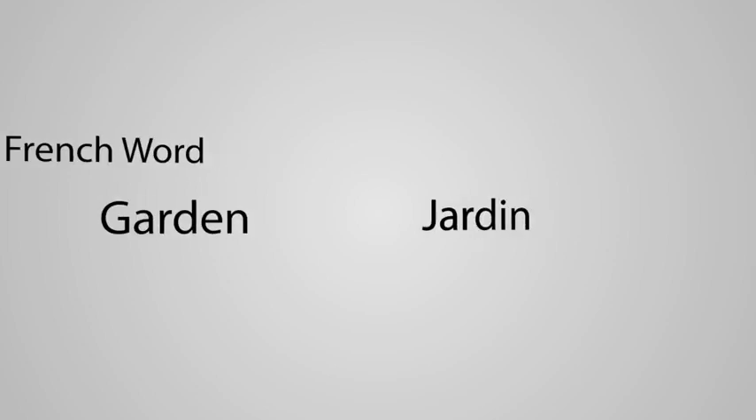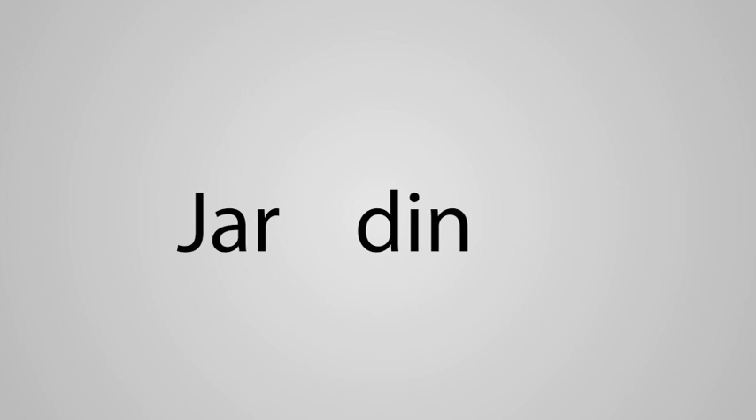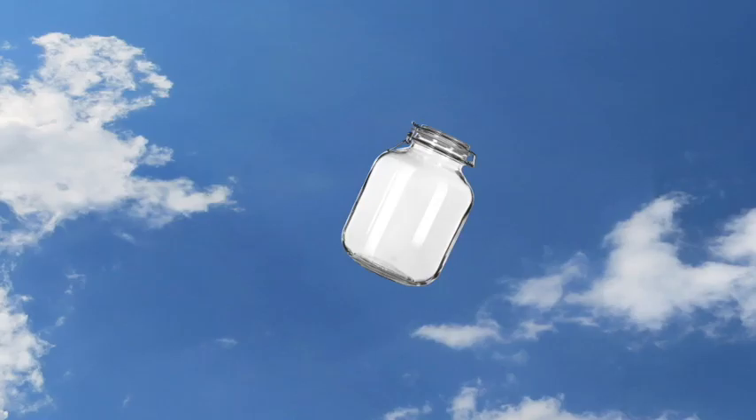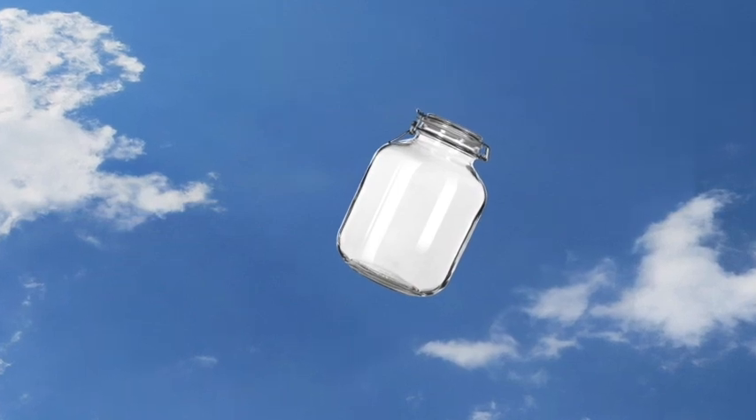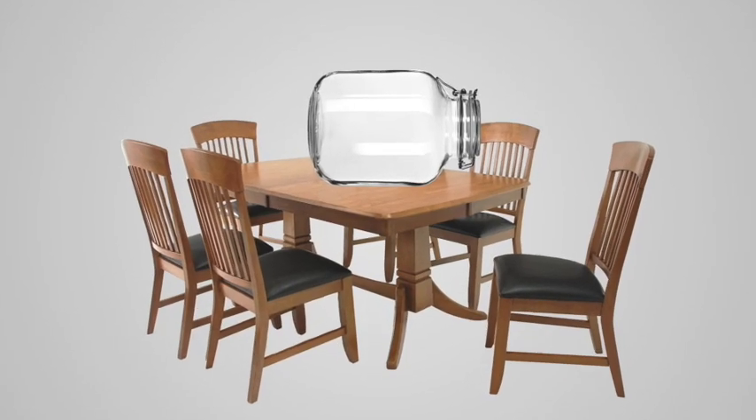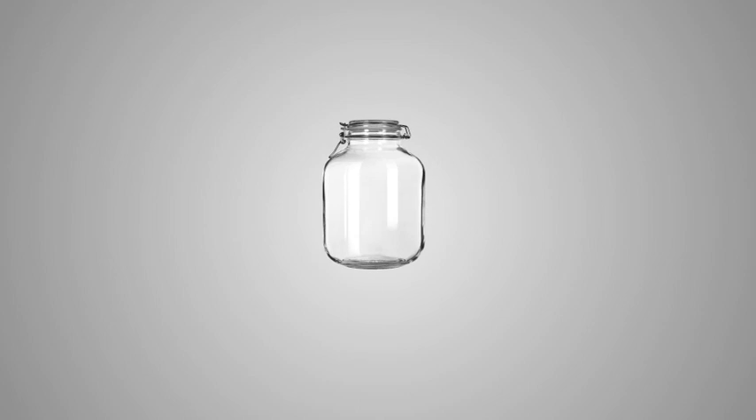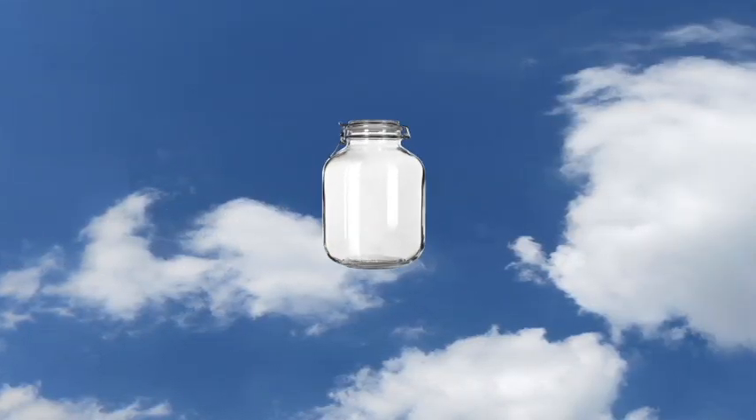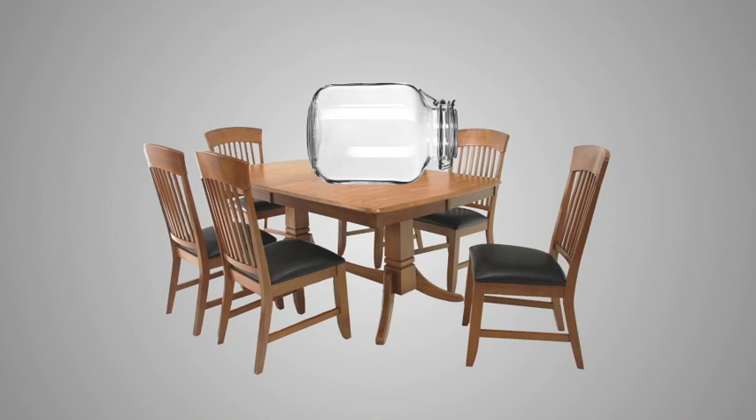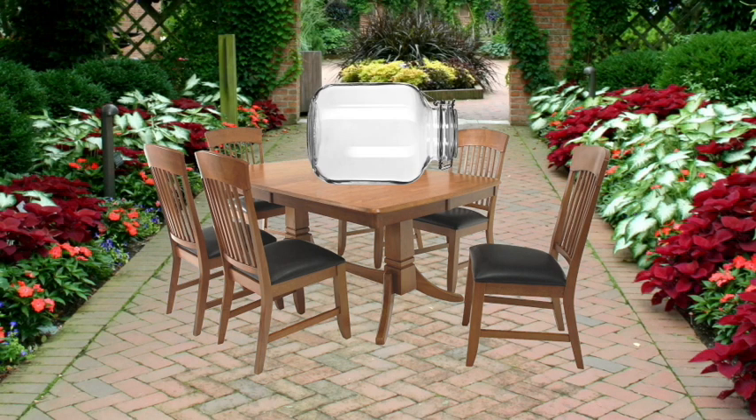Now let's take a look at some more examples. For example, let's take the French word for garden, jardin. Jardin can be split into jar and dining. Second step, visualize a jar. A very big jar flying in the sky, dropped on a dining area. Third step, link all these words to form garden. Visualize a very big jar, flying in the sky, dropped on a dining area. That area immediately gets converted to a garden.